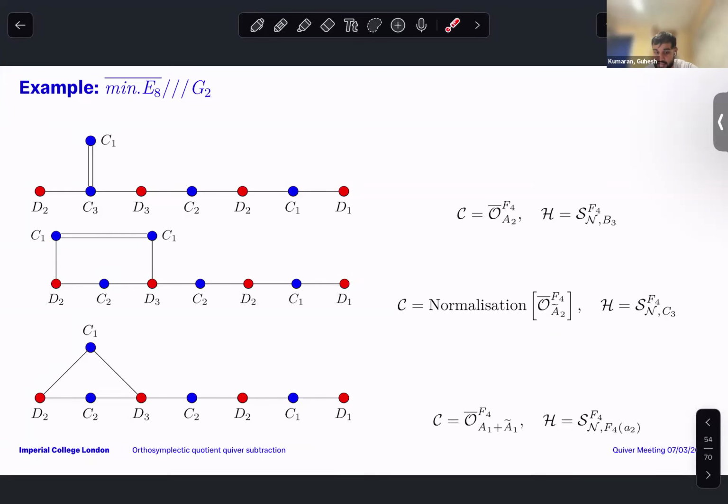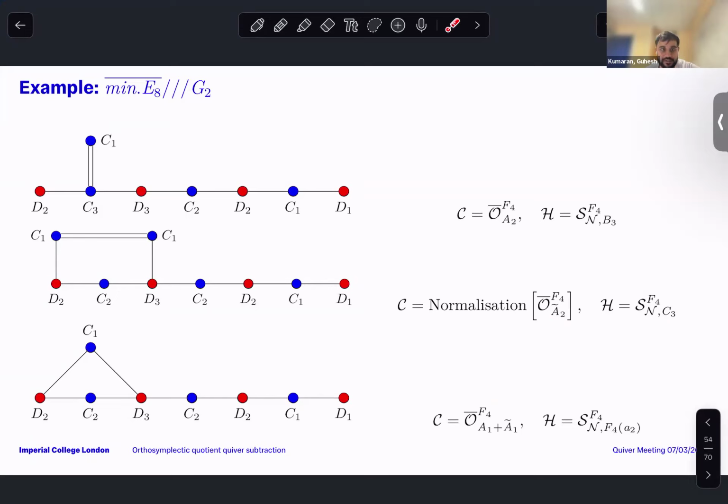dual, the slice from the nil cone to the dual orbit of A2 tilde, which is given by this Bala-Carter label C3. And again, we find that there is some symplectic duality between the Coulomb and Higgs branches.